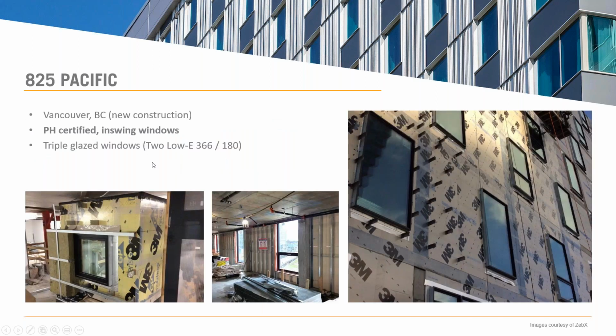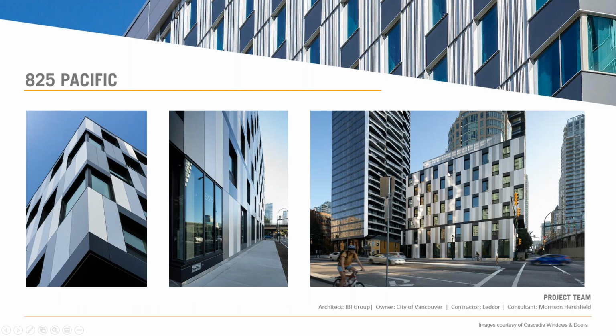Next one here is 825 Pacific, again a Passive House certified building. They did a combination of, again, pushing the windows out here and exterior insulation with thermally broken cladding support with triple glazed windows. And here's that building all finished.